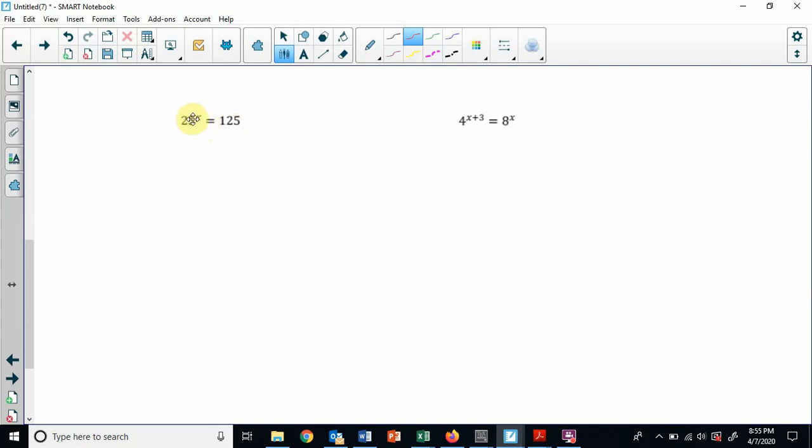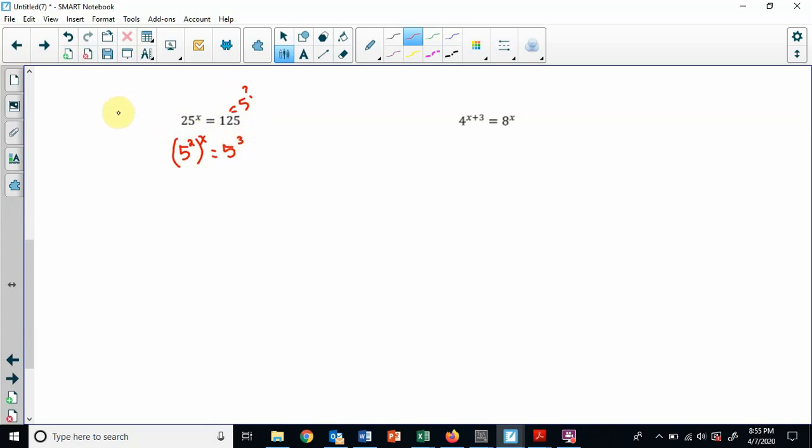So can I make this something? And the answer is yeah, I could make 25. That's the same thing as 5 squared, right? And all of that, 25 is raised to the x power. So 5 squared with x. Can I rewrite 125 as 5 to some power? And the answer is yeah, it could be 5 to the 3rd.